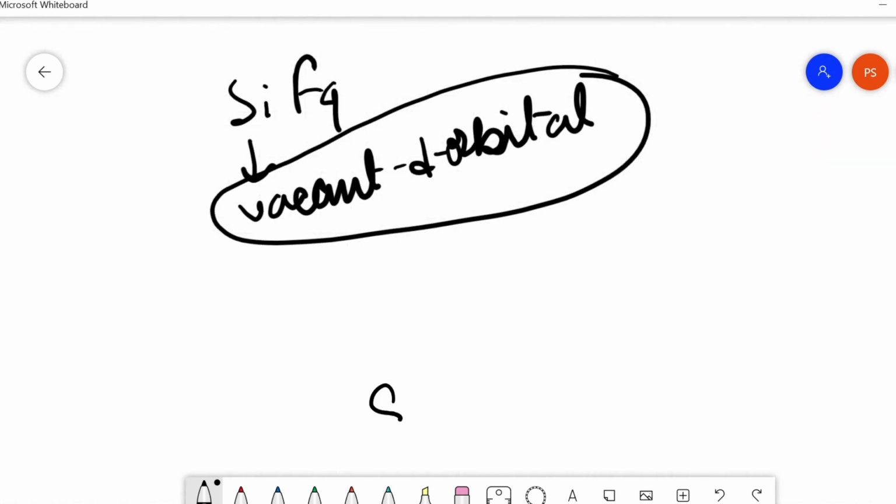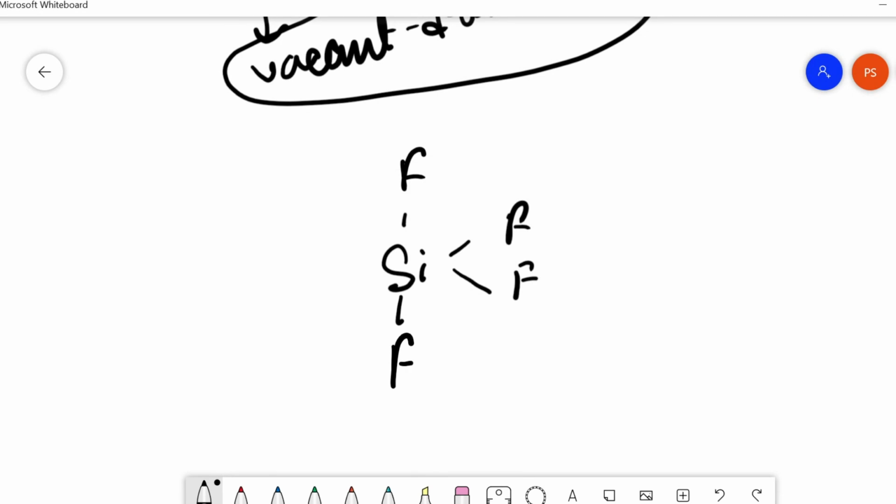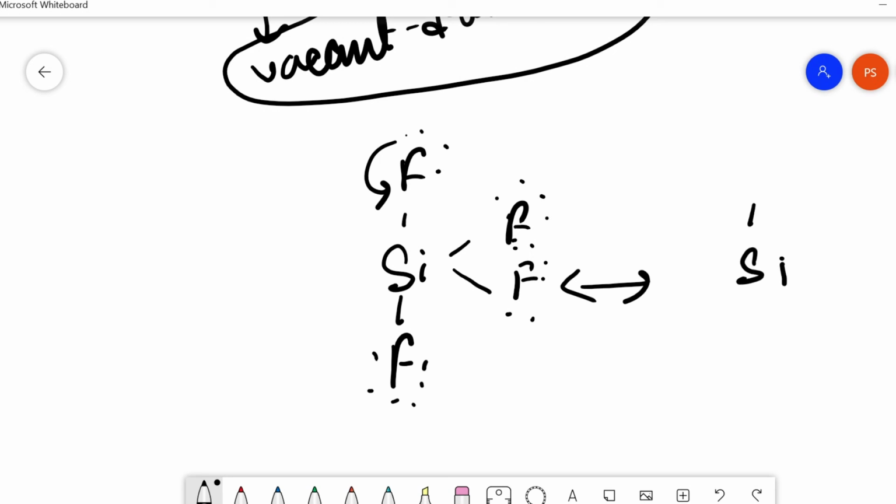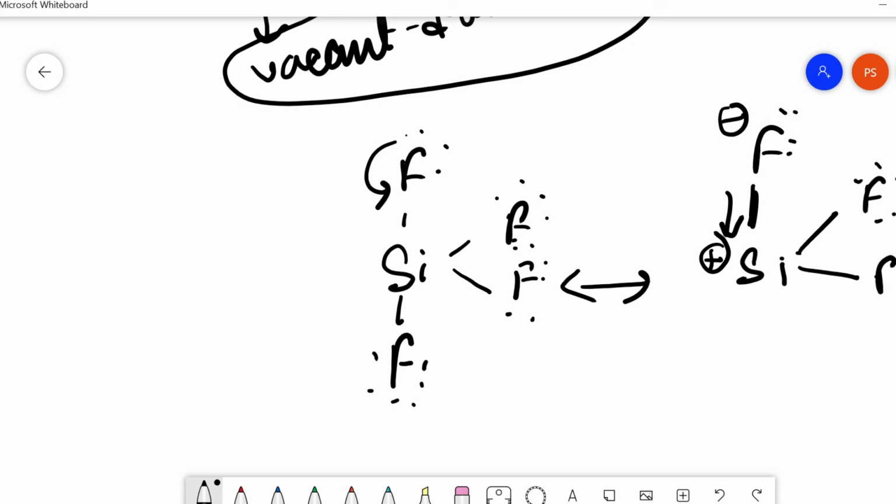But as fluorine has lone pairs of electrons, it can donate them and thus form back bonding. As a result of this back bonding from fluorine to silicon, the electron deficiency of silicon reduces, and as a result the Lewis acidity also reduces.